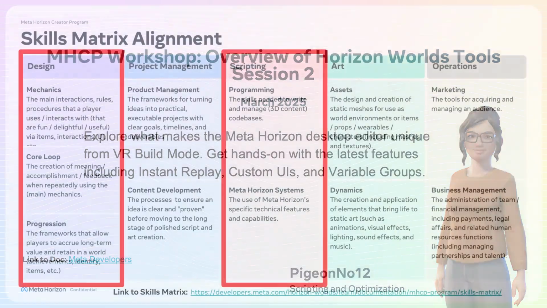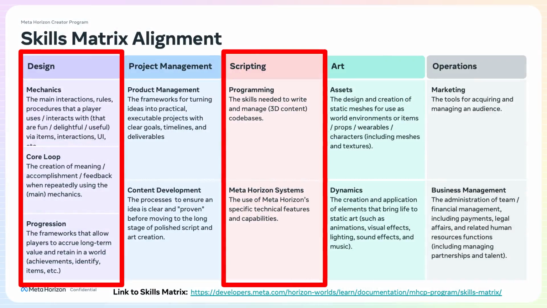our experiences. As always, just showing here on the screen where this information fits according to the skill matrix alignment. We're going to be covering things that belong to the assignment bucket because we're going to be talking about mechanics, core loop, and progression, as well as scripting, of course. We're going to be covering programming and some Meta Horizon systems.